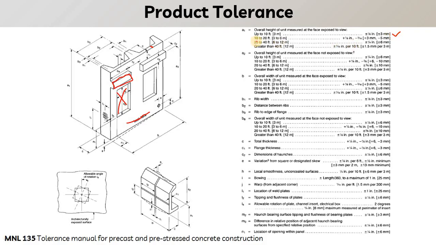Now if the height of the panel is 3 meters to 6 meters, then the tolerance given is plus 3 mm to minus 5 mm. And for a panel height of 6 meters to 12 meters, we have a tolerance limit of plus or minus 1.5 mm per 3 meters of length. Similarly, we have other tolerances as well. You can go through Manual 135, in which we have all the tolerances that are suggested.